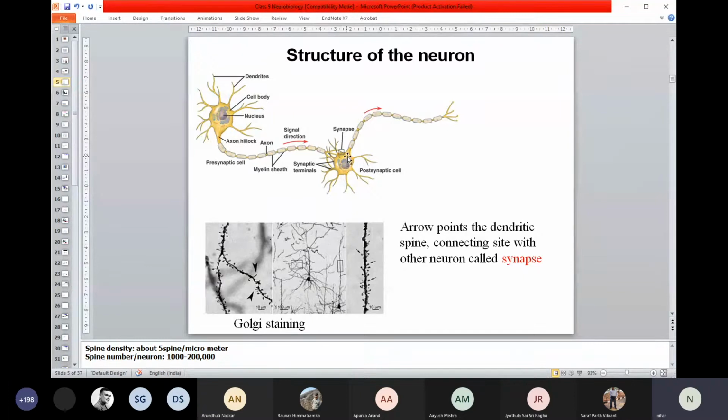But the problem comes when there is a synapse. There's a closed gap, and what happens in this closed gap? How can the information from one neuron pass to the other neuron in that gap? We'll be talking about that.